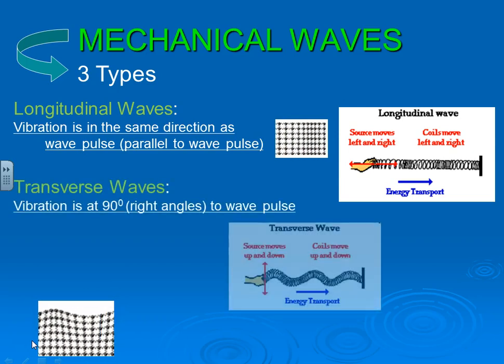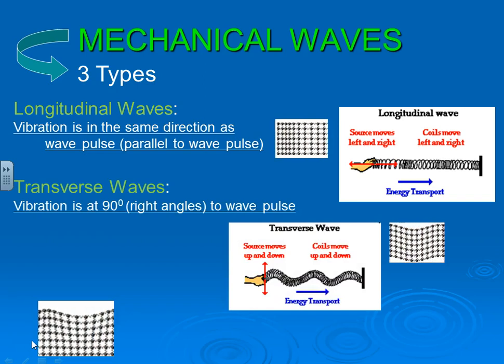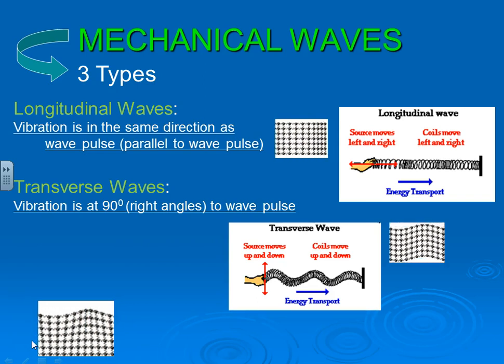Okay, the next type of mechanical wave is going to be your transverse wave. Notice that the transverse wave looks like a snake moving through the grass. Snakes, they traverse. Transverse waves look like snakes. Most waves that you probably think about would be classified as a transverse wave. And in a transverse wave, that vibration is at a 90-degree or right angle.